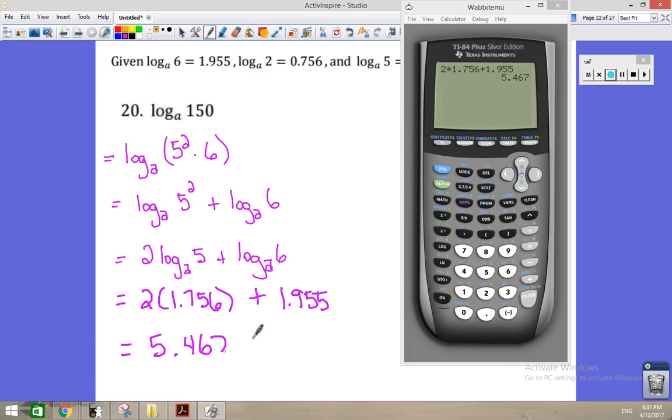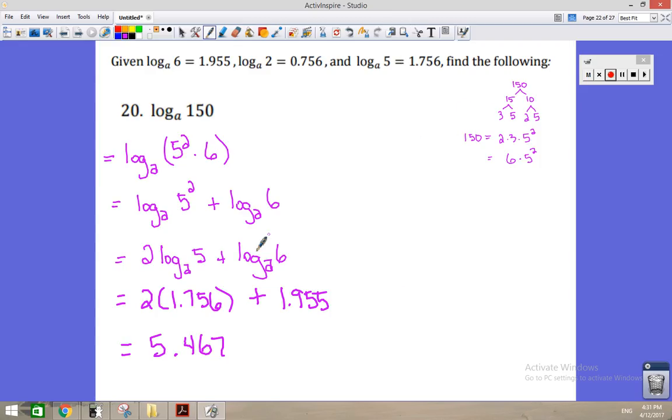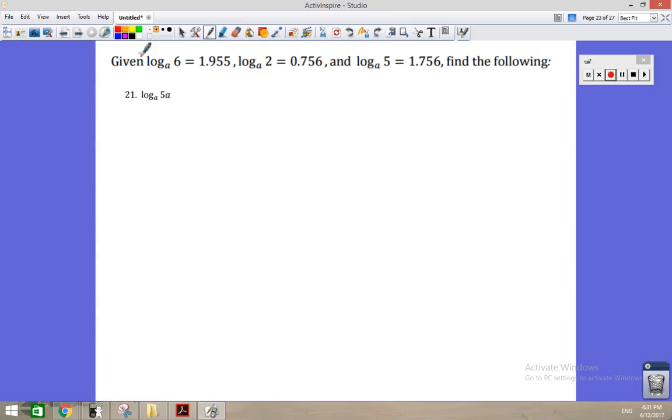Hopefully, I didn't make any silly... That's a 7. That's hard to read, isn't it? Well, you can see it from the... I don't even know why I'm writing it down. You can read it right off the calculator. Alright.